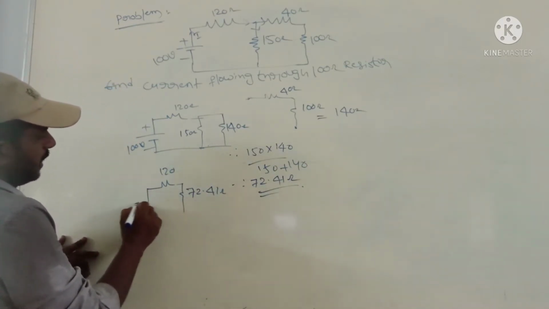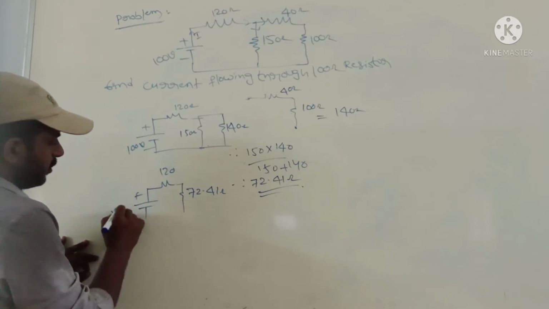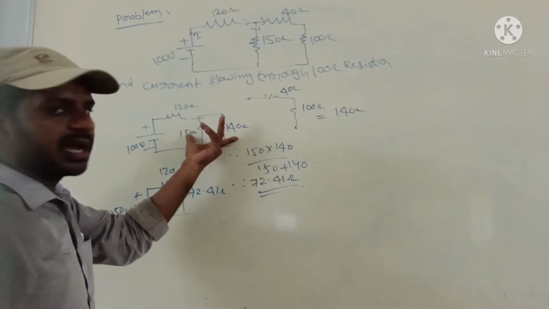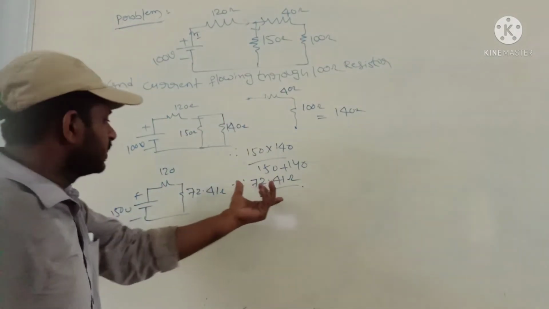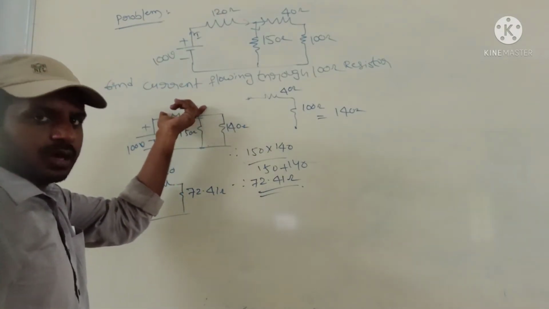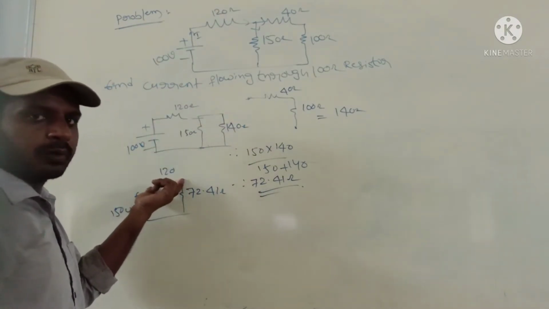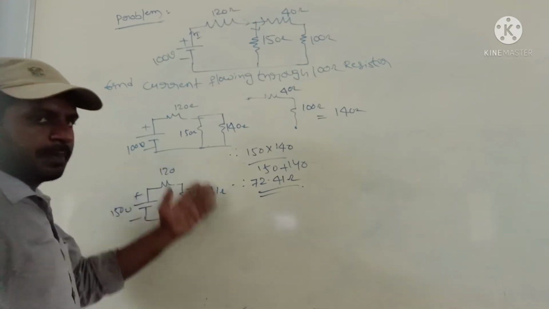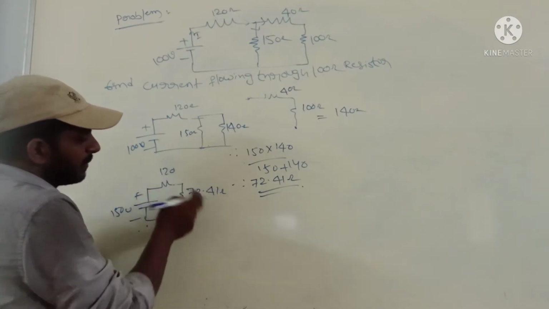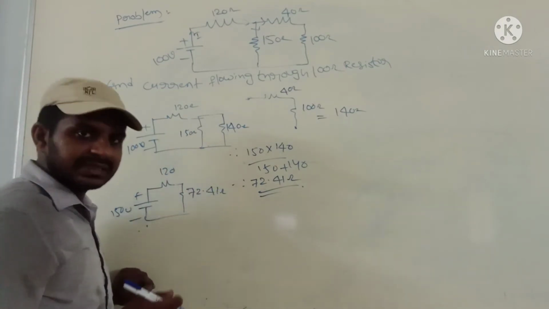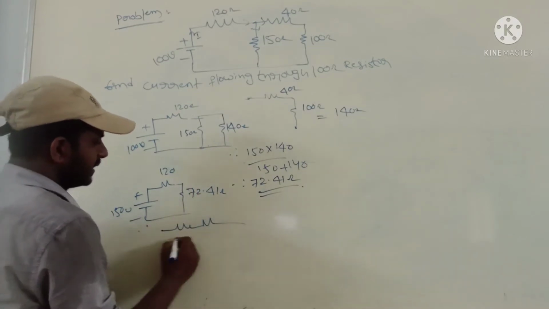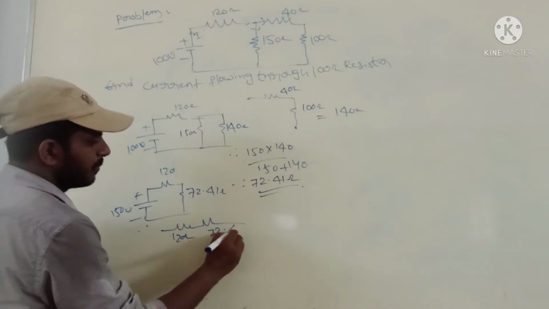And the battery is there, that's enough. Anything else is not there here, because with the combination of these two elements you get this value. This value can be represented here, in series with the 120 ohms resistance. So finally we represent it like this diagram. Here we observe both elements are connected in series, that's why 120 ohms and 72.41 ohms.